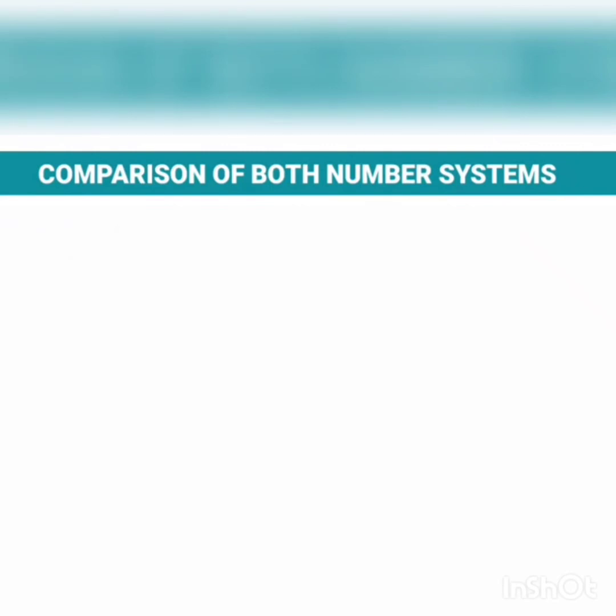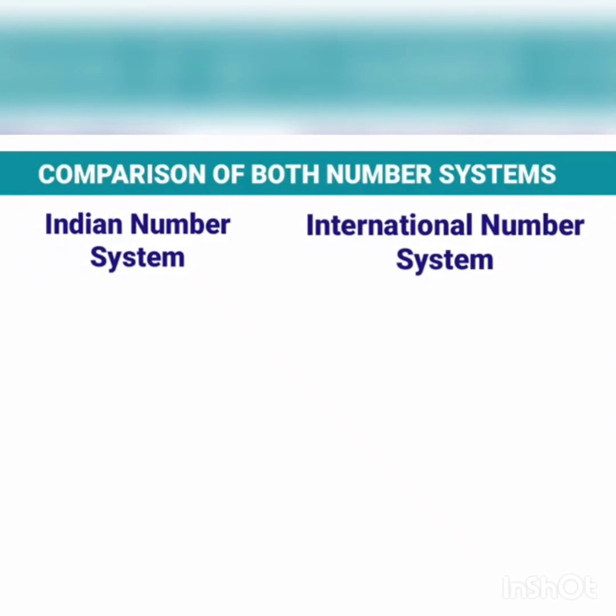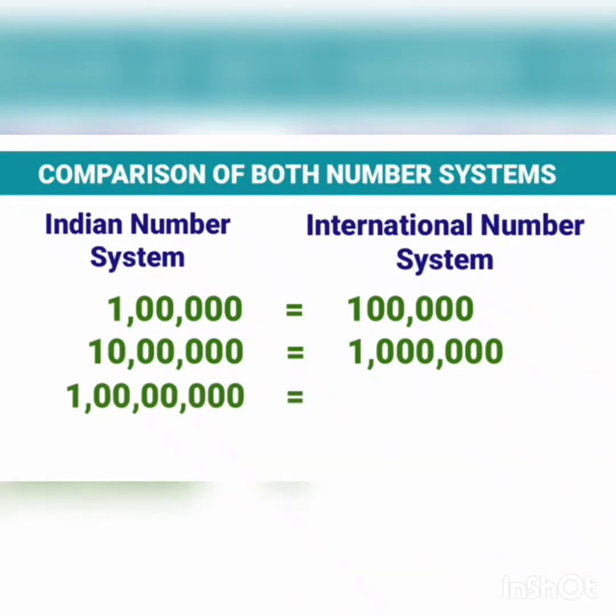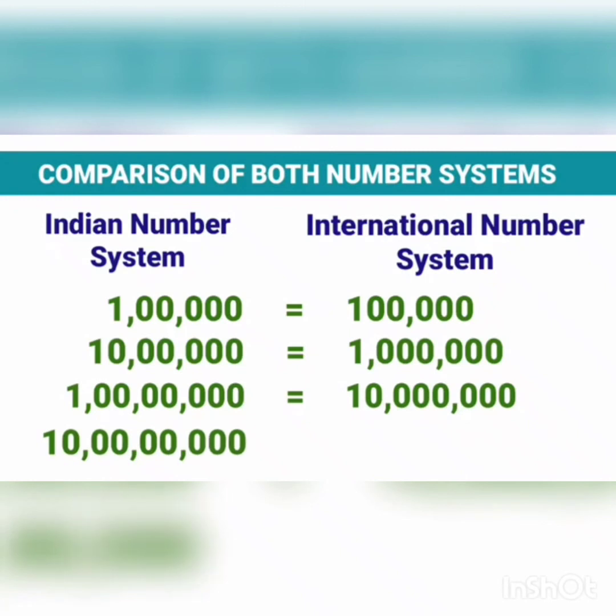Comparison of numbers between both number systems. Left side Indian number system and right side international number system. 1 lakh in Indian number system is equal to 100,000 in international number system. 10 lakh in Indian number system is equal to 1 million in international number system. 1 crore in Indian number system is equal to 10 millions in international number system. 10 crores in Indian number system is equal to 100 millions in international number system.